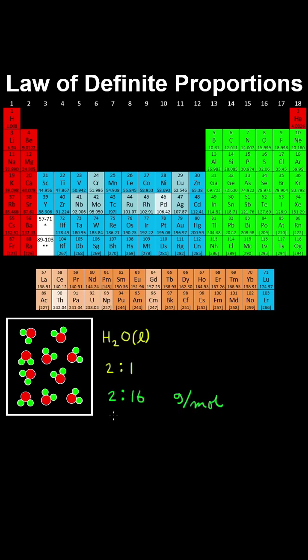So the smallest ratio here is 1 to 8, and suppose we're looking at a sample containing 1 mole of H2O. Well, in this case, for every 1 gram of hydrogen, we have 8 grams of oxygen. And this mass ratio holds no matter how big the sample is.